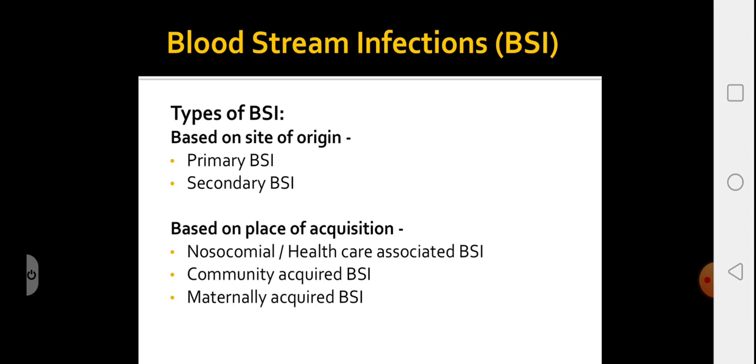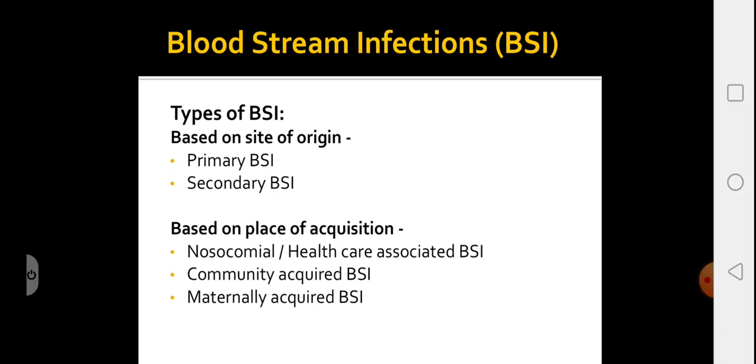Types of bloodstream infection. Based on the site of origin, there are primary and secondary bloodstream infections. In primary bloodstream infections, the microbes directly invade the bloodstream without any other site of infection in the body. Examples are endovascular infections. In secondary bloodstream infection, there is a secondary focus of infection like urinary tract infection or respiratory tract infection from where the microbes enter the bloodstream.